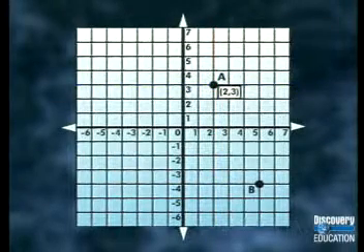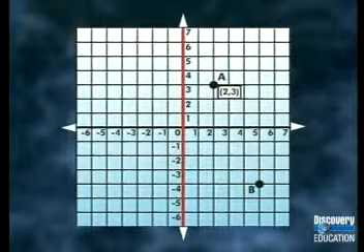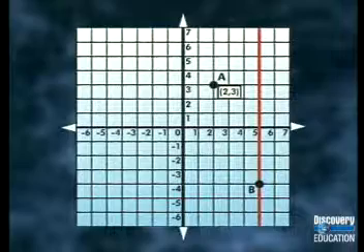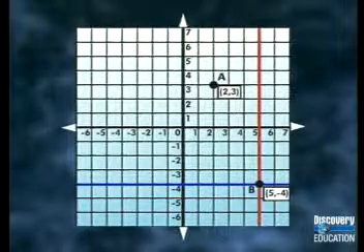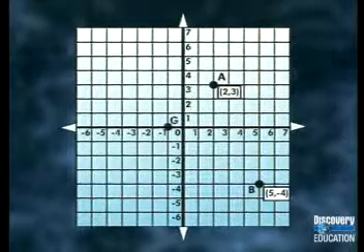Now let's take a look at point B. Horizontally, to get to point B, I need to move over 5 units. And vertically, I need to start at the origin and move down 4 units. So the coordinates of point B would be 5, -4.